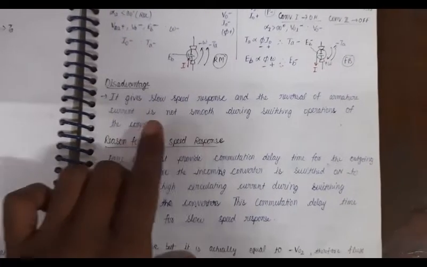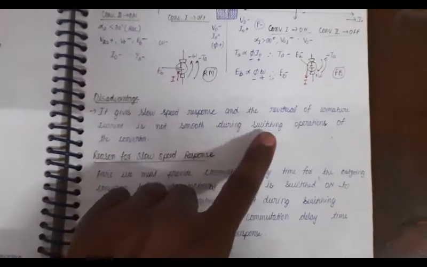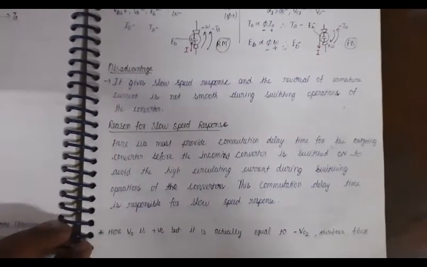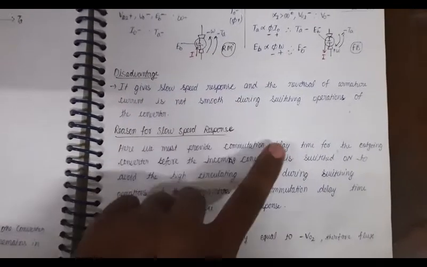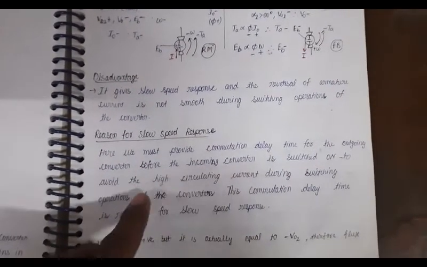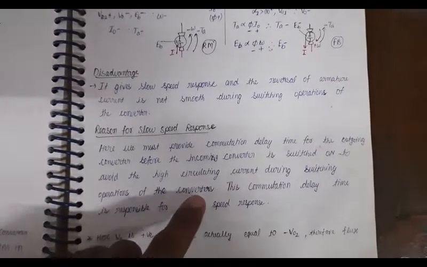Now the disadvantage: it gives slow speed response, and the reversal of armature current is not smooth during switching operations of the converter. And see why the response is slow in this case, the non-circulating current type mode. Here we must provide a commutation delay time for the outgoing converter before the incoming converter is switched on, to avoid the high circulating current during switching operations of the converter.